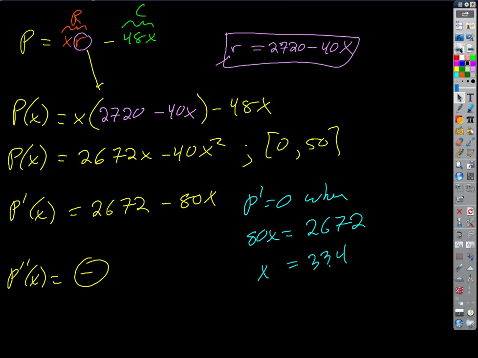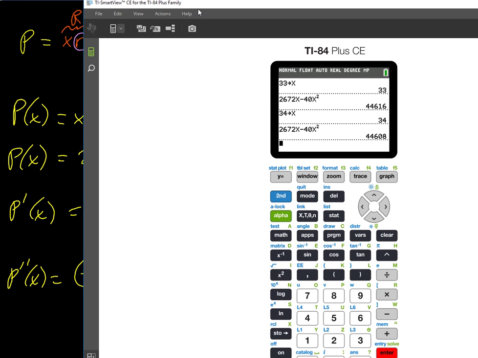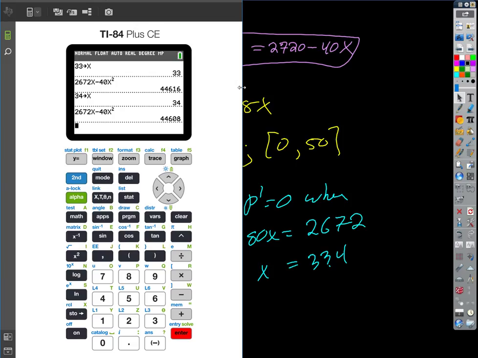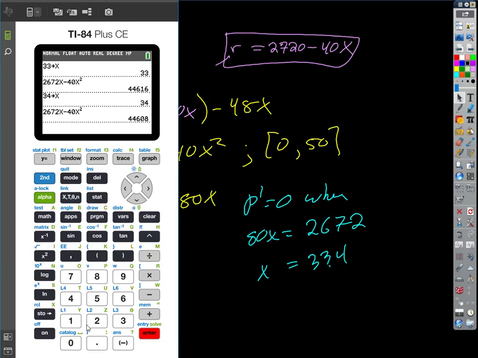So we'll go back to, there it is right there. There's our revenue, right? 2720 minus 40x. So we'll plug in 33. 2720 minus 40 times 33 means we charge $1,400. That's the optimum rent for us to charge. Okay? Just about double. Okay. Make sense?